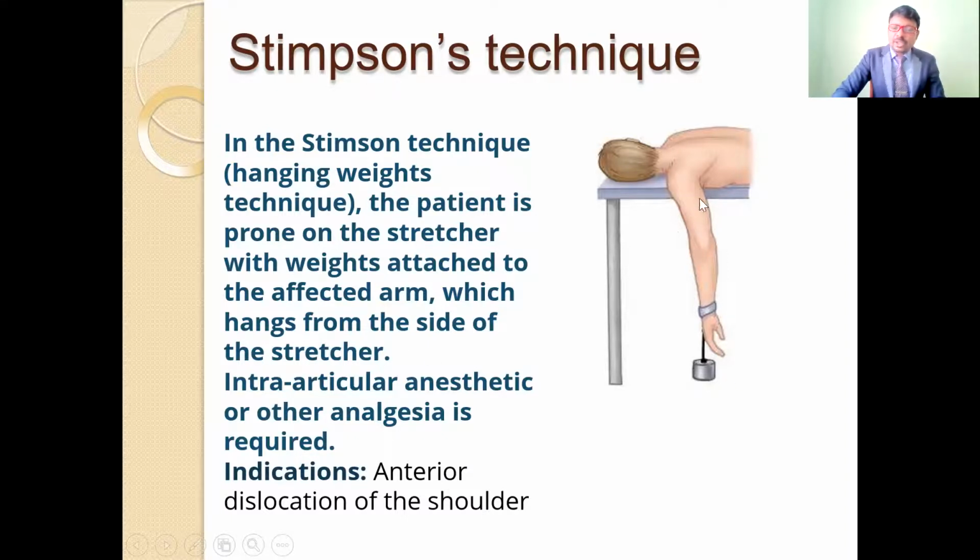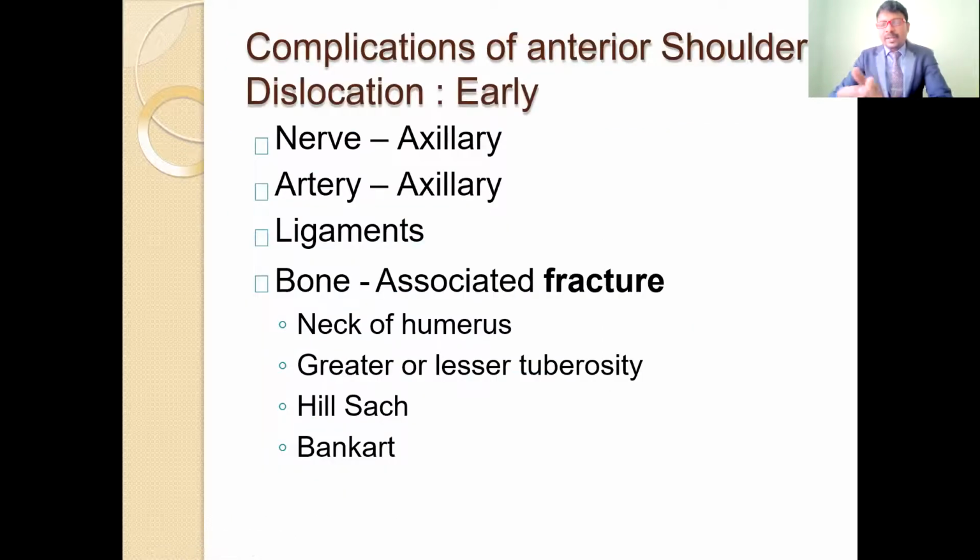Here we have to give intra-articular anesthesia. This intra-articular anesthesia will reduce the pain while giving the traction. So this technique is also used to reduce shoulder dislocations, and especially it is used only in case of anterior dislocation of the shoulder. So what are the complications in anterior shoulder dislocations?